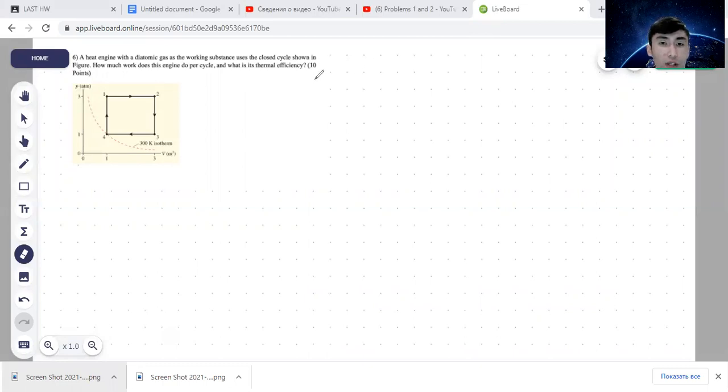Let's find the work that this engine does per cycle. So here there are four processes. 1 to 2 is an isobaric process, 2 to 3 is an isochoric process, then isobaric again, and also isochoric. So let's find 1 to 2, it's isobaric.